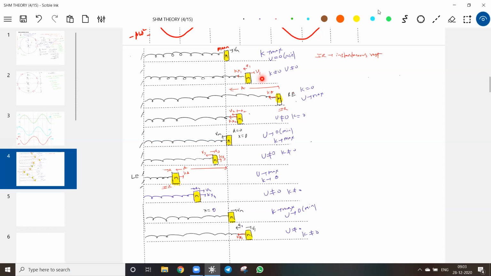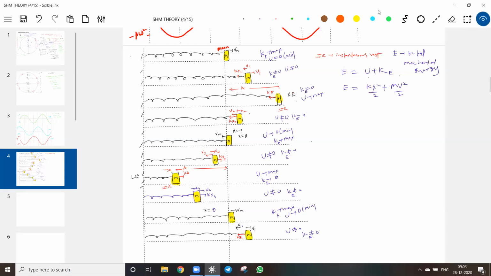In what form is energy here? Both potential plus kinetic. The total energy is U plus K. Now, what about potential energy? Kx square by 2. What about kinetic energy? I'll write KE because I'll be using the spring constant k. What is the kinetic energy of the block at any position? Half m v square. What is the total mechanical energy?